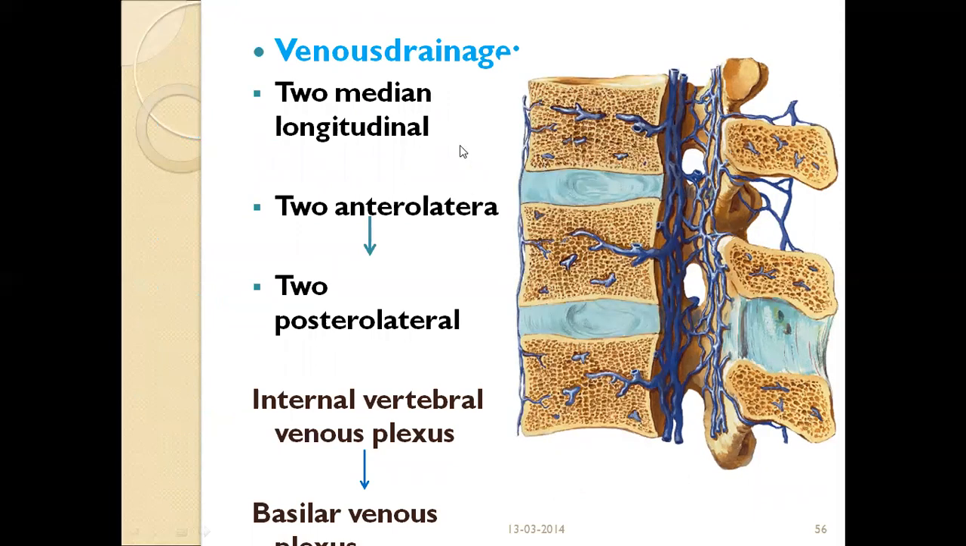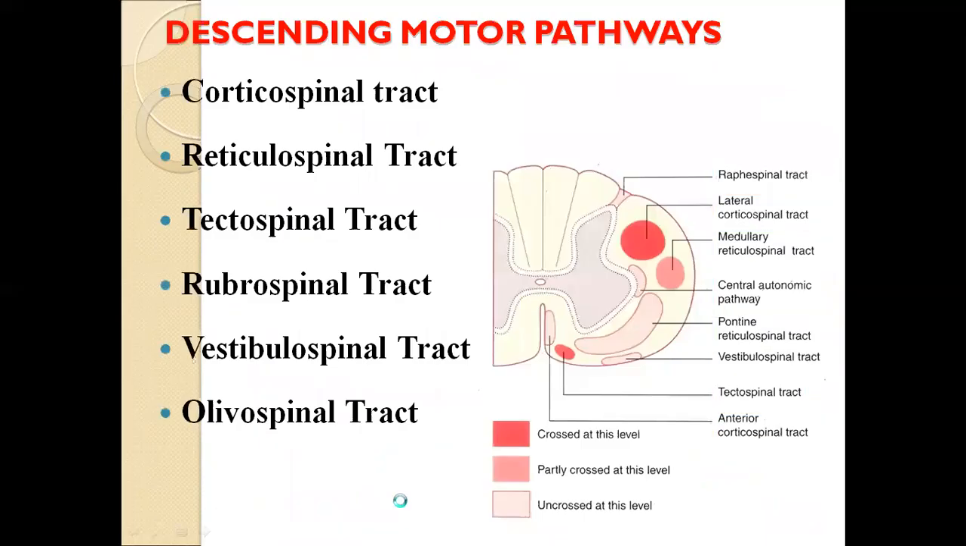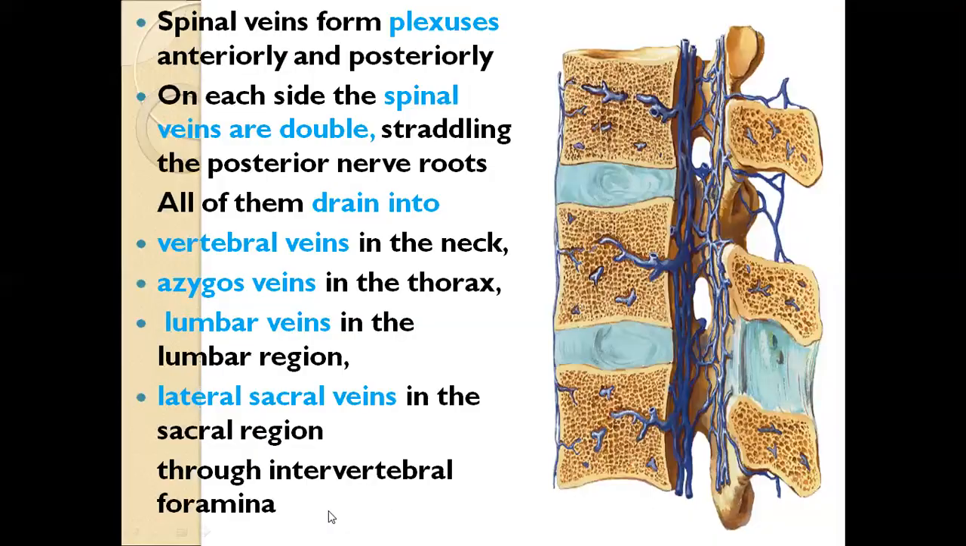Okay, so the venous drainage, we have two median longitudinal veins, two anterolateral, two posterolateral, intervertebral, like internal vertebral venous plexus. Finally, you will see all venous channels will go to basilar venous plexus. What we have seen with dural venous sinuses when we were doing cavernous sinus, that chapter we have seen in the cranial fossa basilar venous plexus. That means throughout the spinal cord, the venous blood is being collected and finally it is reaching the cranial fossa, draining into the basilar venous plexus. Okay, so that is all about the spinal cord.